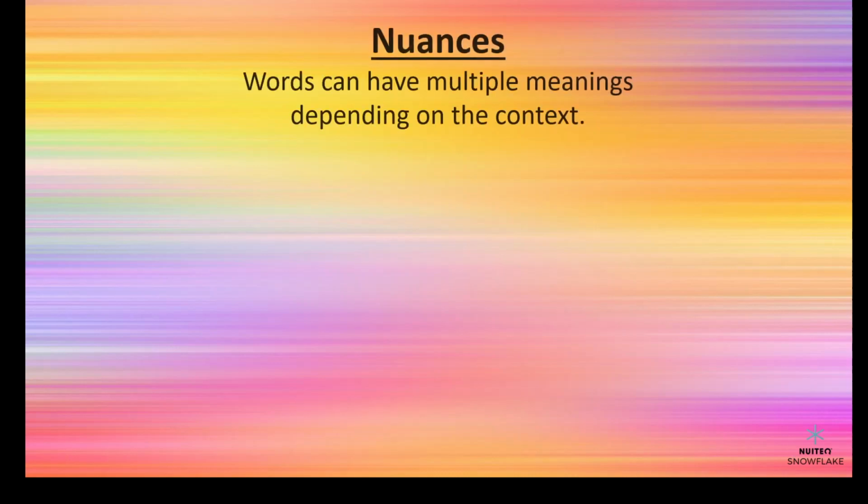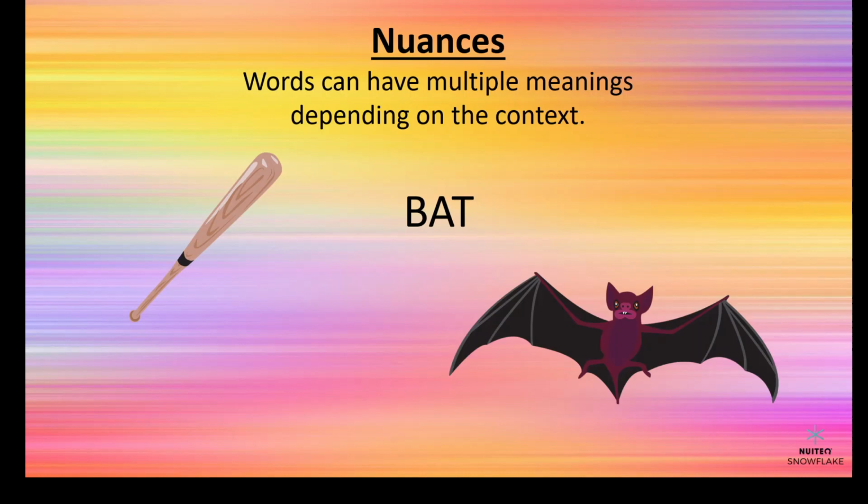Finally, let's talk about nuances in word meanings. Sometimes, words can have multiple meanings, depending on the context they're used in. For example, the word bat can mean a piece of equipment used to hit a ball in baseball, or a type of animal with wings.